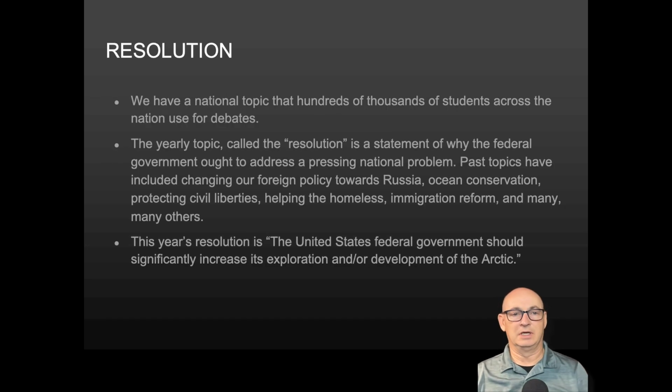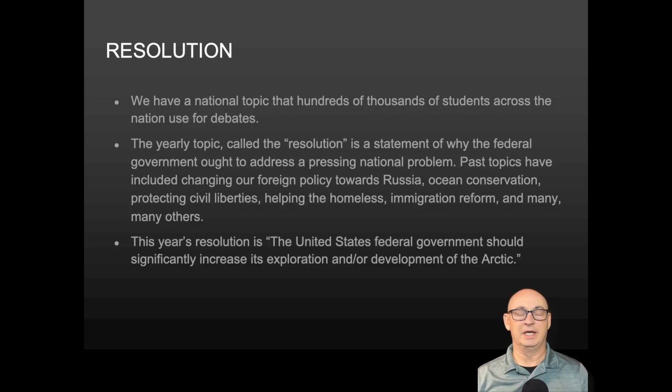Debate, as we're talking about it right now in this class, has to do with policy debate, which is a form of debate that students across this nation and to some extent across the world compete in two-person teams. And they do this based on a resolution that is published and voted on nationally and is put out by the National Speech and Debate Association. That national topic includes hundreds of thousands of students across the nation using it for their debates. And in policy debate, that topic lasts for an entire school year.